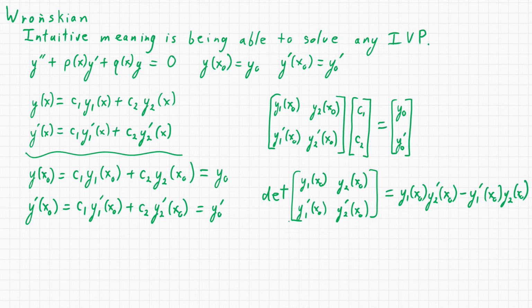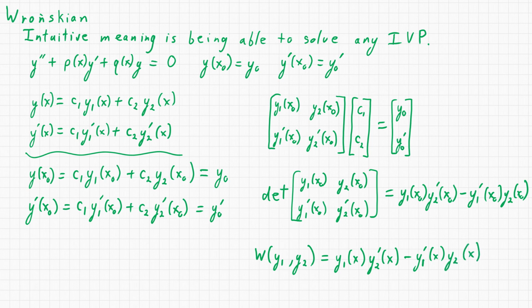So the Wronskian is for any value of x. So right, I could pick any value of x naught here I want, and I want to make sure I can always solve for the right-hand side. Well then, if I do that, instead of a number for the determinant, the Wronskian of y1 and y2, these functions, is going to be y1 of x times y2 prime of x minus y1 prime of x times y2 of x. I want this to not be 0.